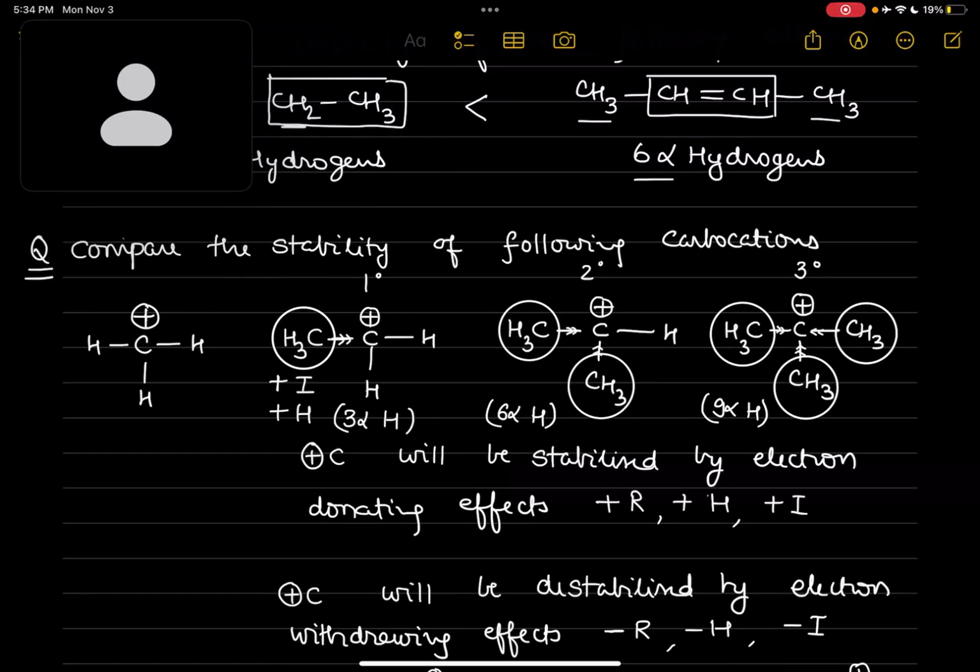So what do you understand by the stability of carbocation? How are they stable? How does their stability change with the increase in number of alkyl groups, and what those alkyl groups are, how they are contributing towards the stability of the carbocation? Getting a point?